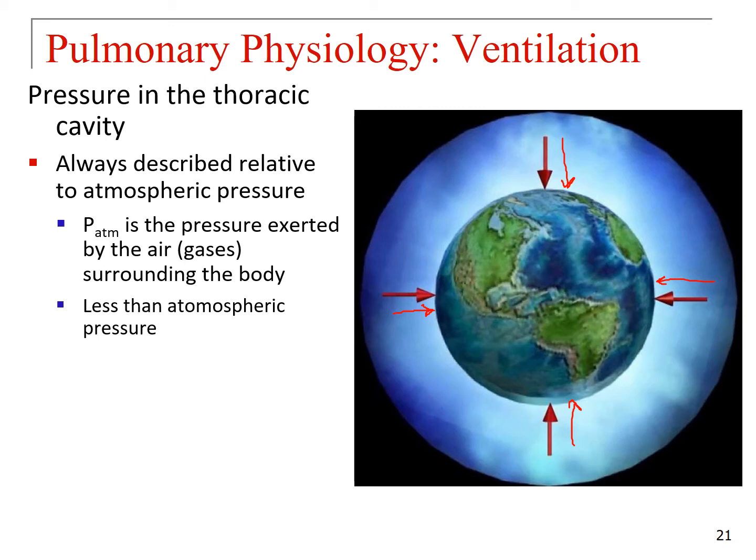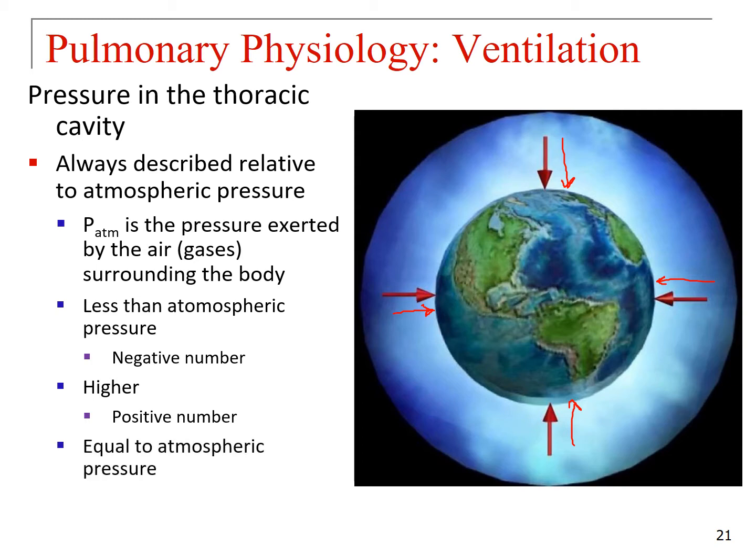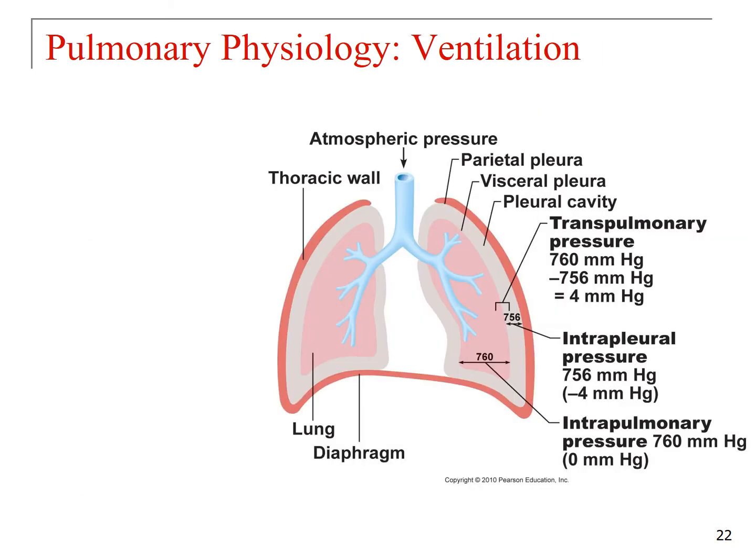So if you've got a pressure that's less than atmospheric, say 759 or 758, in the thoracic cavity, it's going to be expressed as a negative number. If it's higher than atmospheric pressure, it's going to be expressed as a positive number. Everything is compared to atmospheric pressure because these pressure changes are actually pretty small. If the pressure inside the thoracic cavity is equal to atmospheric pressure, then it's going to be zero pressure.